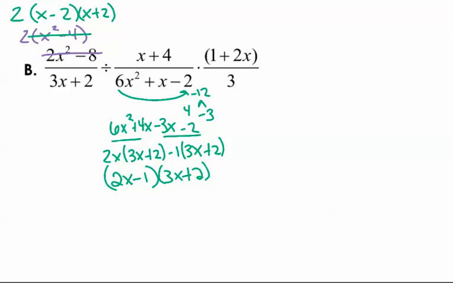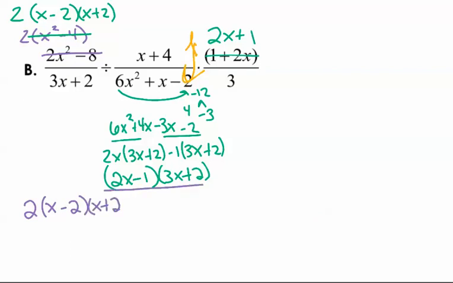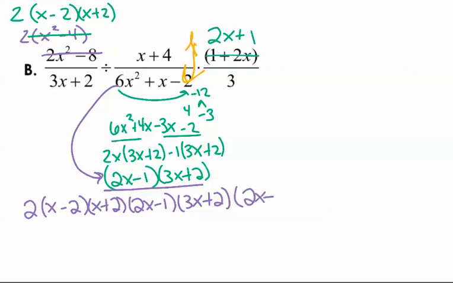And then 1 plus 2x, we can't really do anything there. What I would probably do is rewrite this as 2x plus 1 because that's just how we do things. So now I'm going to think about flipping these two and rewriting it. So I'll have 2 times x minus 2 times x plus 2, and now I'm going to put 2x minus 1 on top and 3x plus 2 on top, because remember, these are the same, I just factored it, so now I'm flipping that, and then I still have this 2x plus 1.